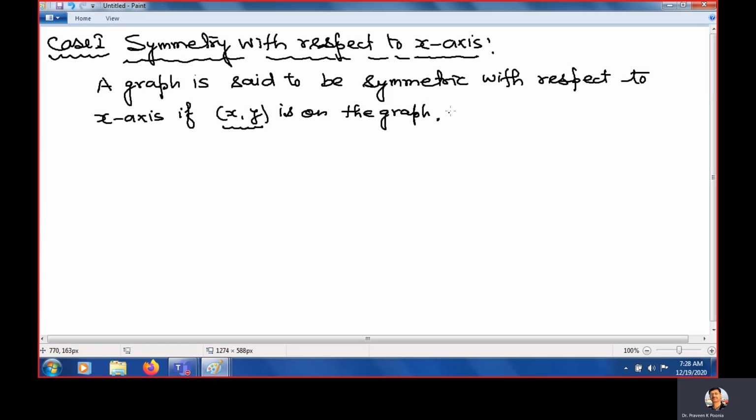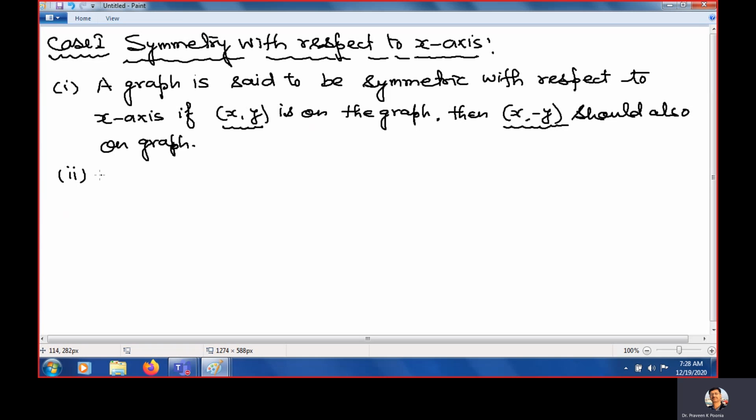If (x, y) is on the graph, then (x, -y) should also be on the graph. That means if a point (x, y) is on the graph, (x, -y) should also be on the graph. Okay, this is one thing.